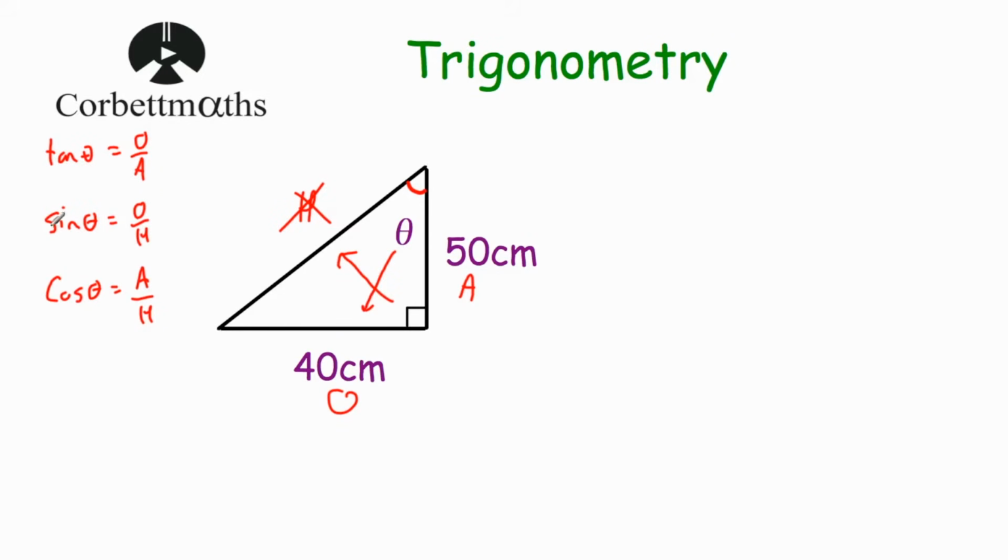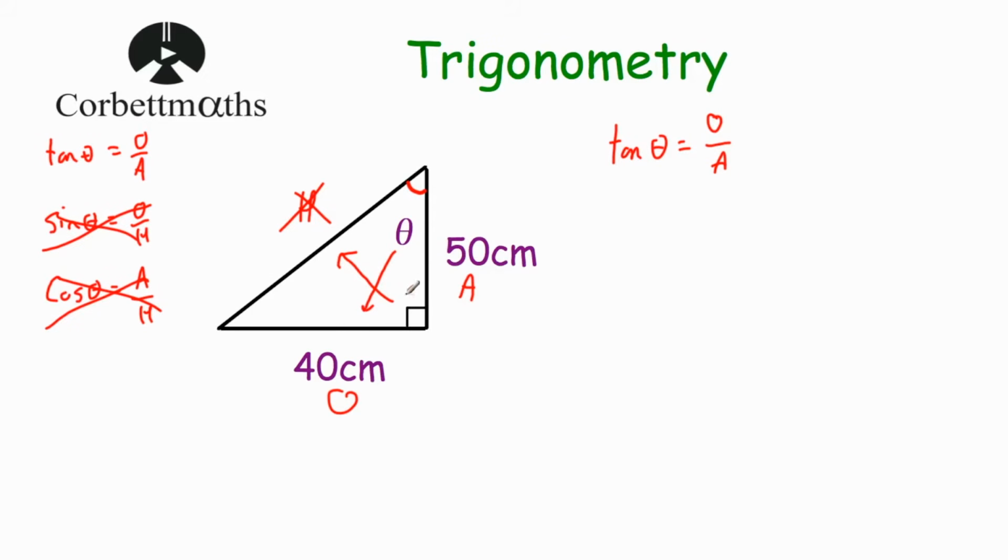So in this question, sine has got the hypotenuse, so we can cross it off, and cos has also got the hypotenuse, so we can cross that off. So we're not using sine and we're not using cos. In this question we're going to be using tan. So let's write that down. The tan theta is equal to the opposite divided by the adjacent. So we're using that trig ratio in this question.